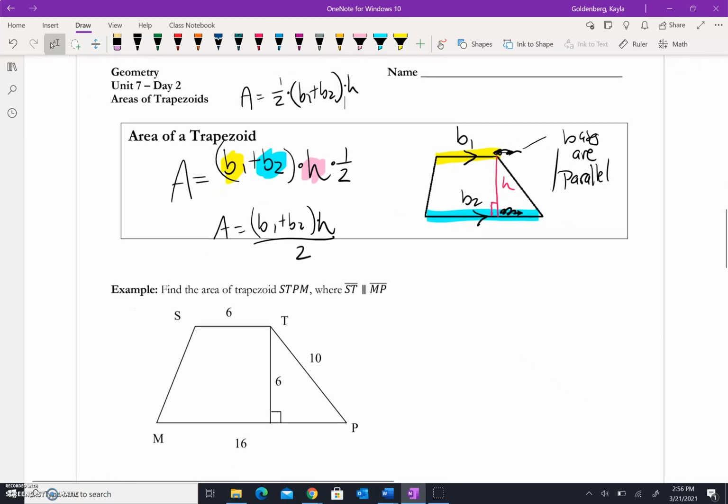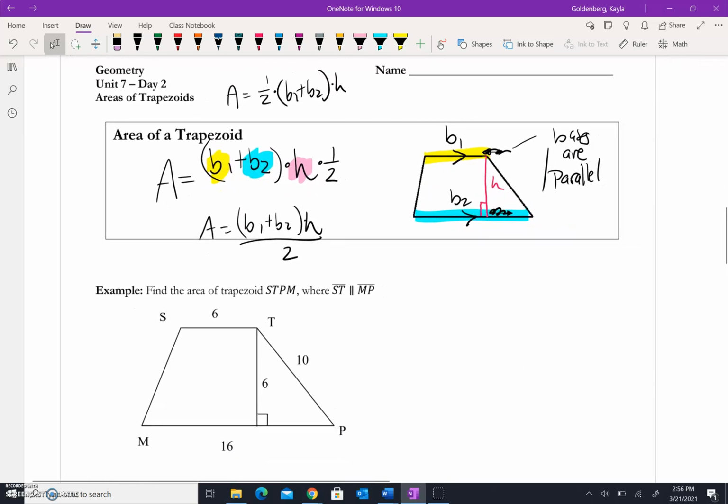We're going to now do a couple practice problems just to apply this formula and feel comfortable. The first one is just finding the area of a trapezoid, or a trapezium, which is another term for it, STPM. That's just a name using the letters going in a circle. They are also indicating which sides are parallel. They're indicating that these two, our two bases, are parallel. That allows us to verify that those are the two bases for sure. We're only allowed to do this when we have that pair of parallel sides.